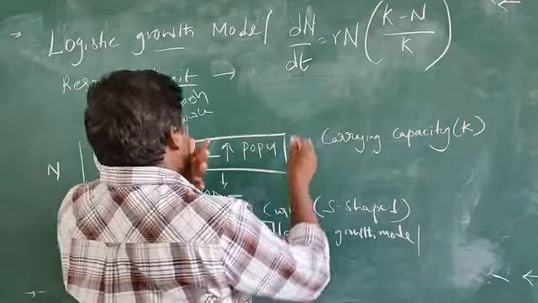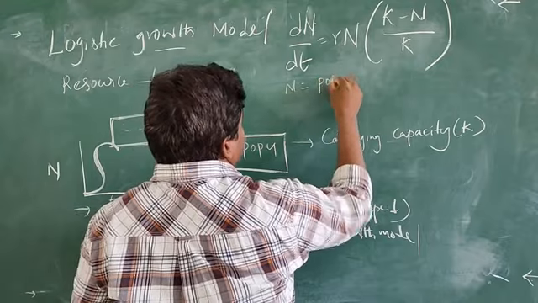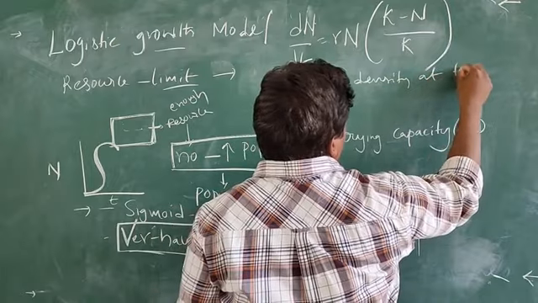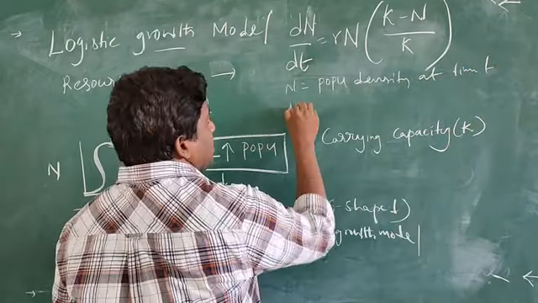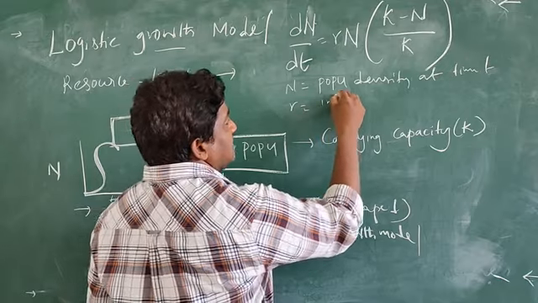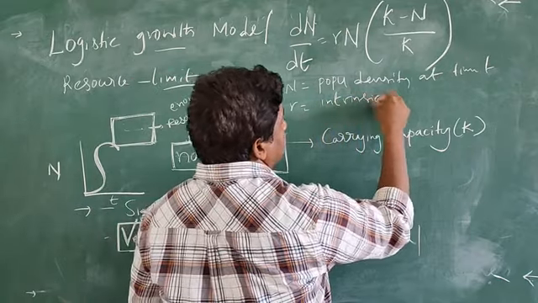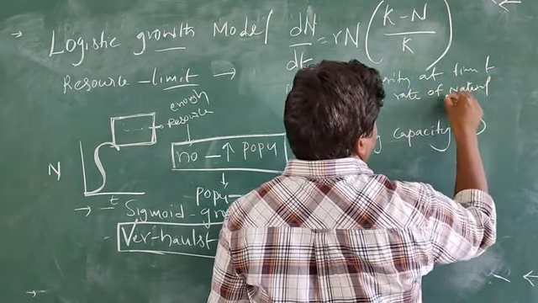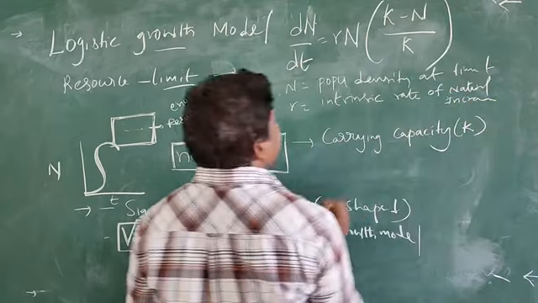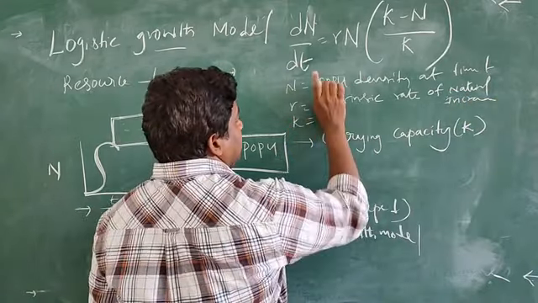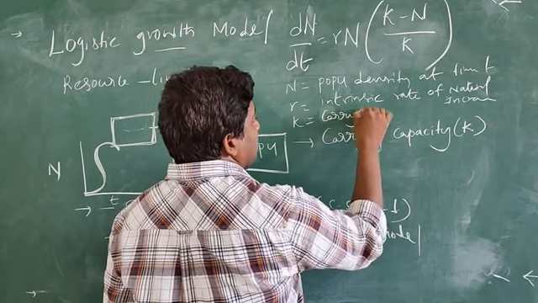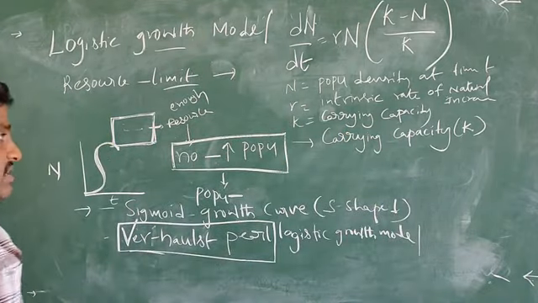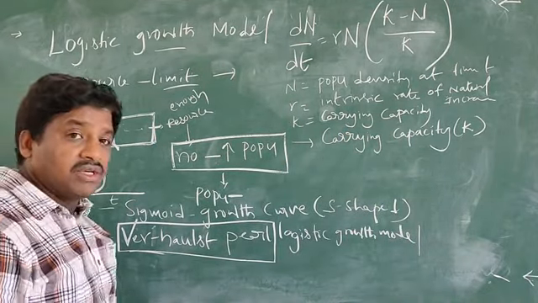So here N means the population density at time t. Here r means the intrinsic rate of natural increase, and K means the carrying capacity. Okay, so this is the logistic growth model.